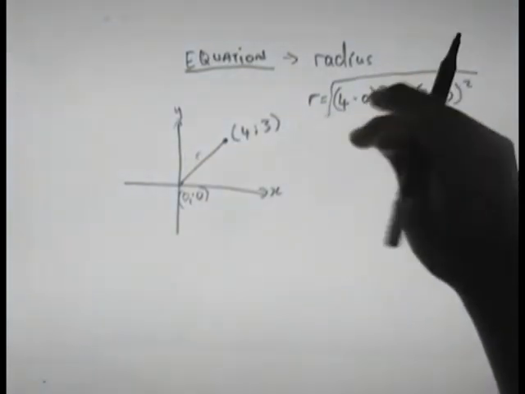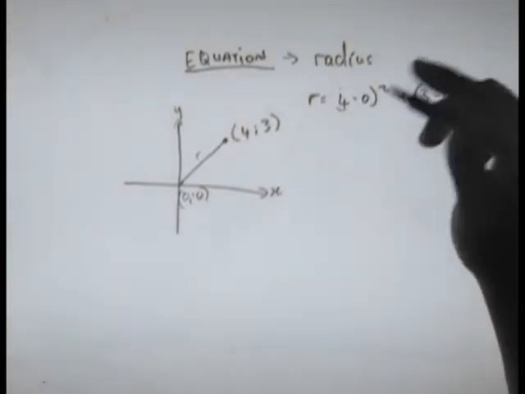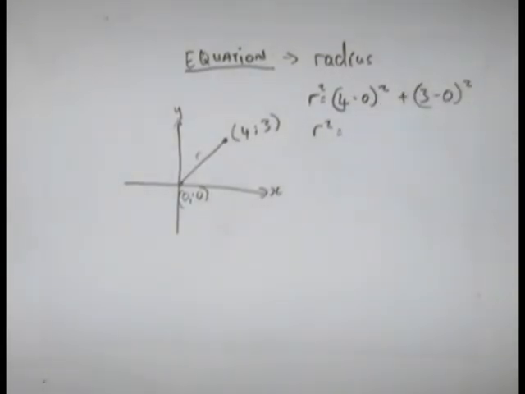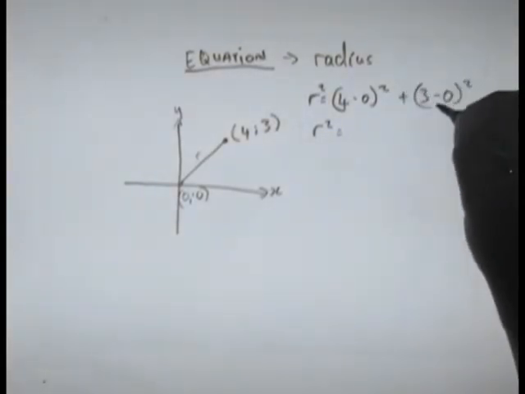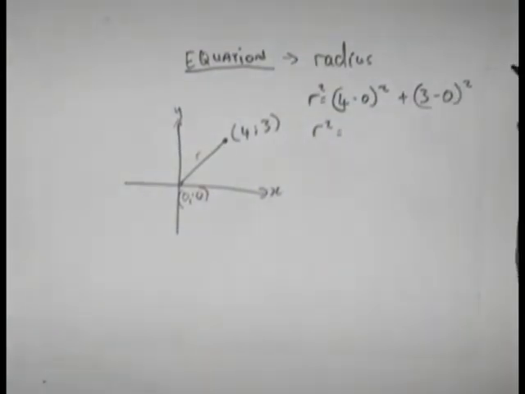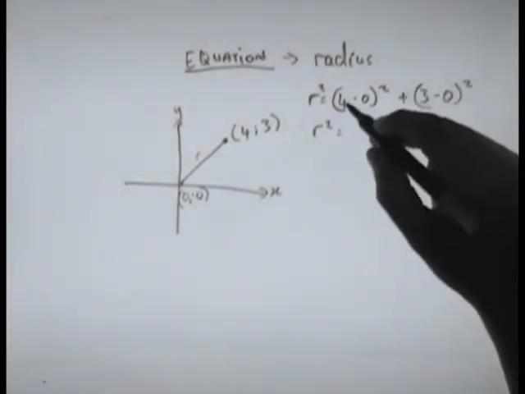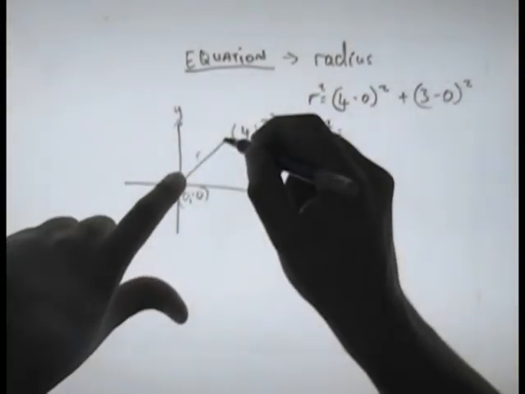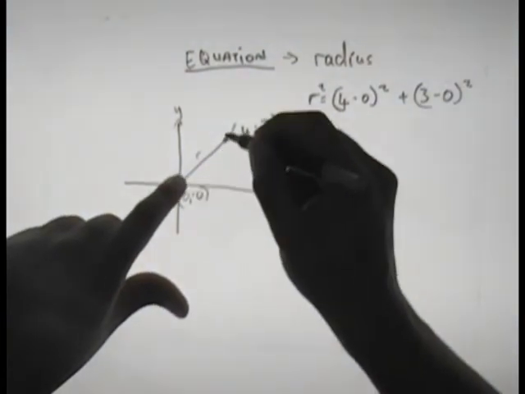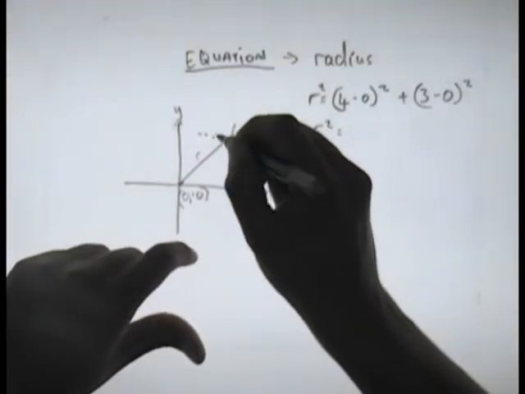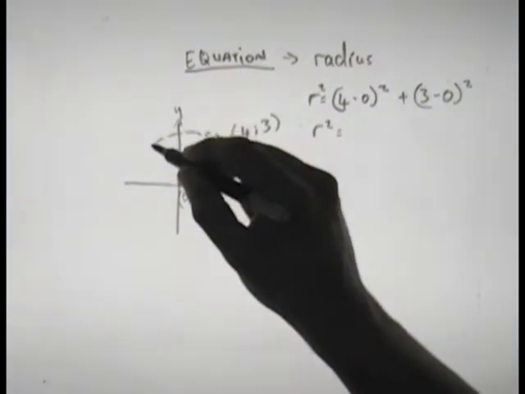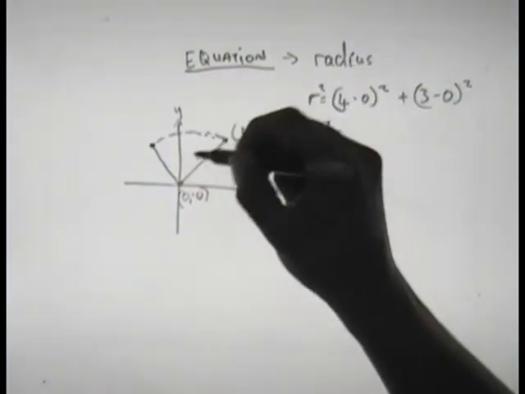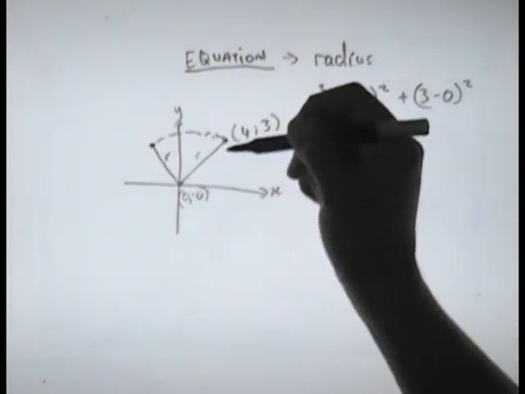To get rid of the square root, we're going to square both sides. That means that r squared in this case is equal to 4 minus 0 squared plus 3 minus 0 squared. But instead of 4, now let's imagine this. Let's take this point. This is the center, this is the point, and let's rotate it circularly a certain amount of degrees to be that point over there. Would r still not be the same distance?